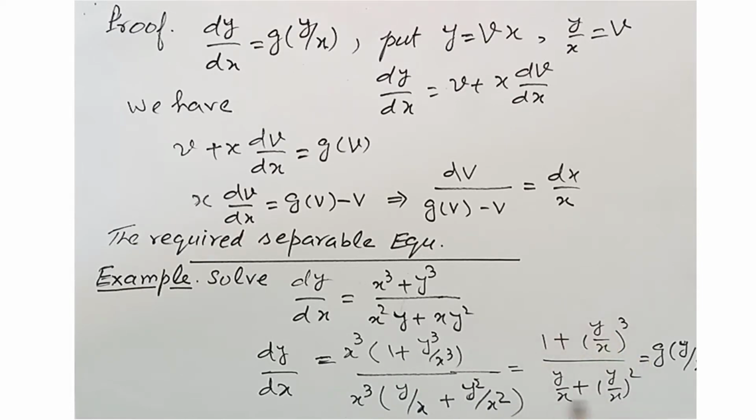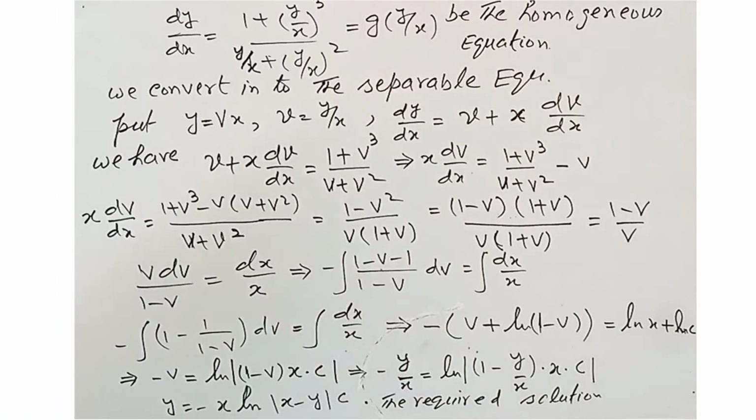This whole term is a function of y over x. So you see here this is again a function of y by x. So dy by dx equal to a function of y over x. So we see that this is the homogeneous equation. Now we solve this homogeneous equation dy by dx equal to 1 plus y by x cube over y by x plus y by x whole square. This is a function of y by x.